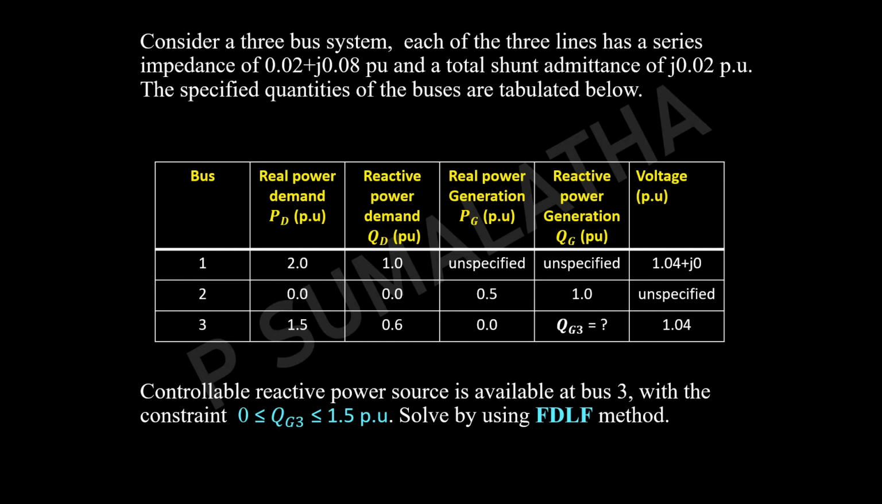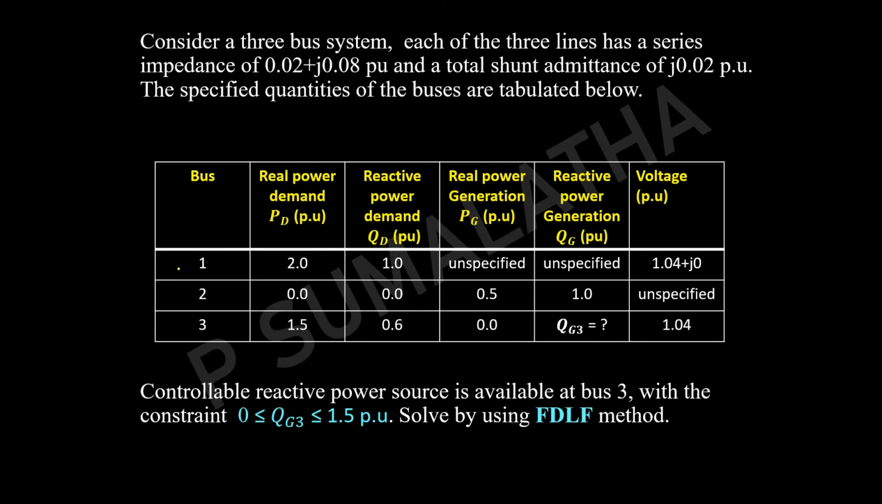Consider a 3-bus system. Each of the 3 lines has a series impedance of 0.02 plus J0.08 per unit and a total shunt admittance of J0.02 per unit. The specified quantities of the buses are given below.